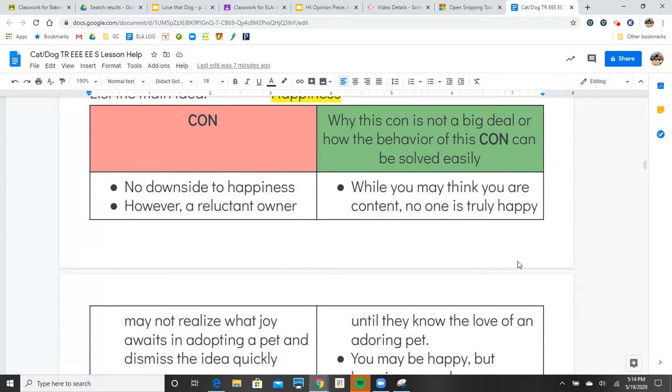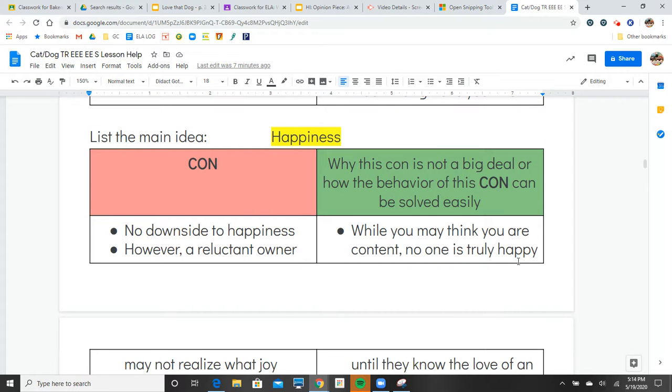In fact, they may not realize that owning or adopting a pet could bring them joy in their lives. That doesn't mean they're sad and it doesn't mean they're upset. It just means they don't know about the happiness that they're missing out on. So it's your job to remind them.